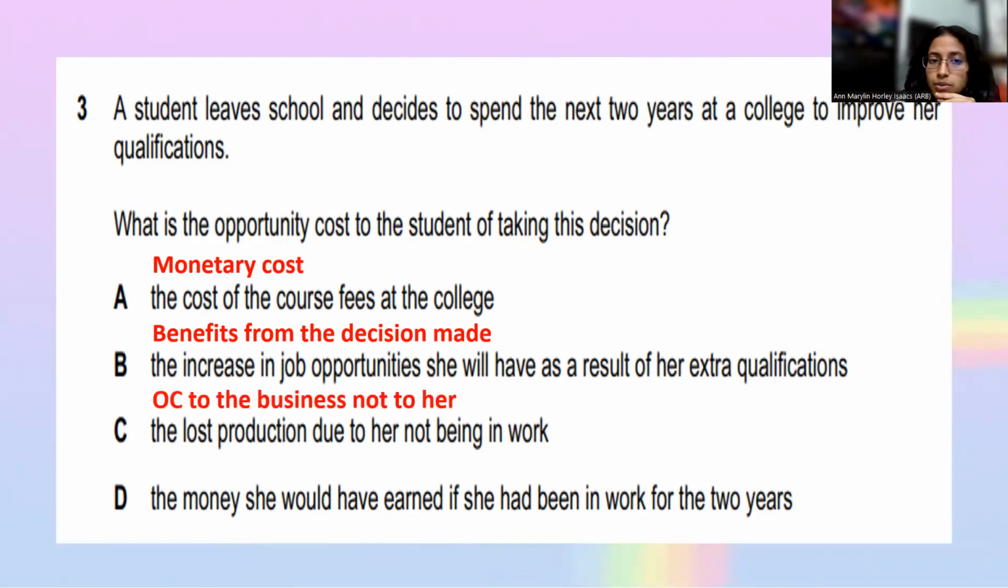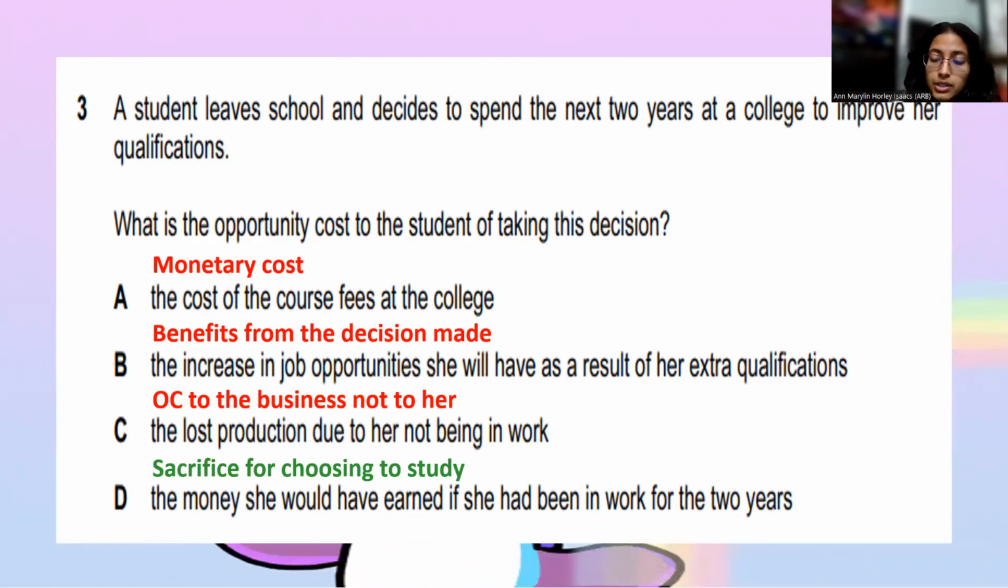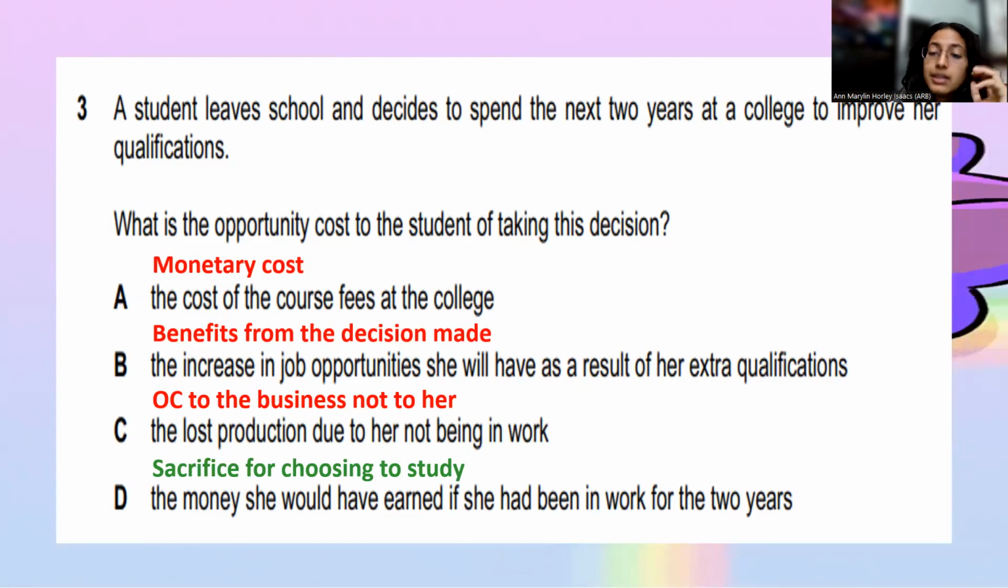Yeah. So that is the opportunity cost due to her not being in work. The money she would have earned if she had been in work for the next 2 years. So that is the sacrifice. If she had worked for the 2 years that she was in college, she would have earned some money, but she chose to go to college. So she couldn't earn that money. That is the sacrifice, or that is what she has foregone. So the answer is D, Denmark.